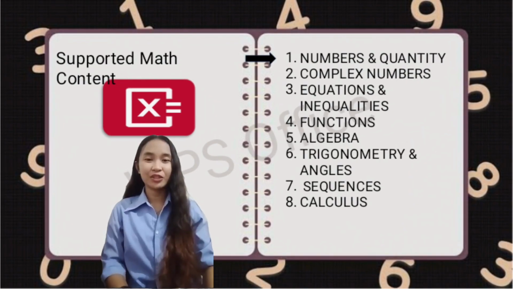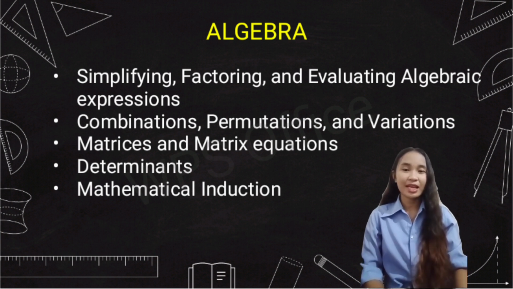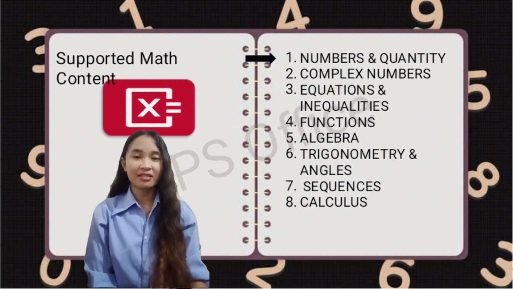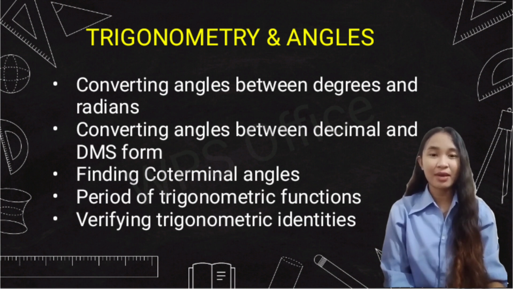Number 5 is algebra. Photomath can simplify, factor, and evaluate algebraic expressions, combinations, permutations, and variations, matrices and matrix equations, determinants, and mathematical induction under algebra. Another is trigonometry and angles. Under this, Photomath can convert angles between degrees and radians, convert angles between decimal and DMS form, find coterminal angles, find the period of trigonometric functions, and verify trigonometric identities.